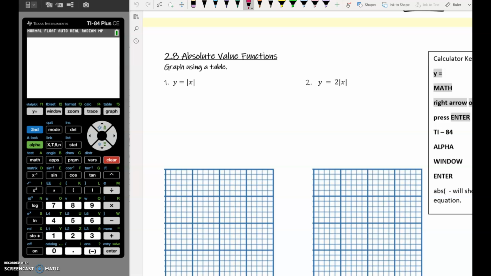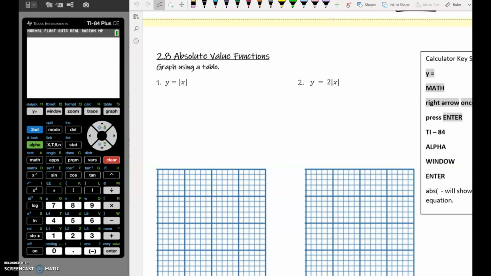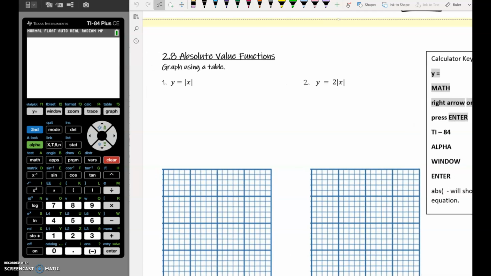Today we're going to look at absolute value functions. Absolute value functions are kind of an interesting function on the graph. If we graph this using a table, I'm going to draw this table in, and I'm going to use -2, -1, 0, 1, and 2. If we plug those x values in, plug -2 into there, what is the absolute value of -2?